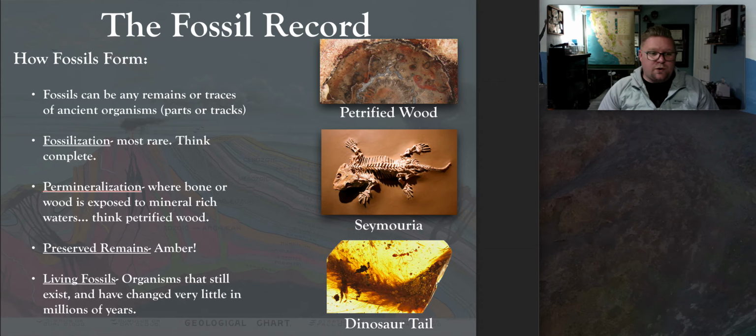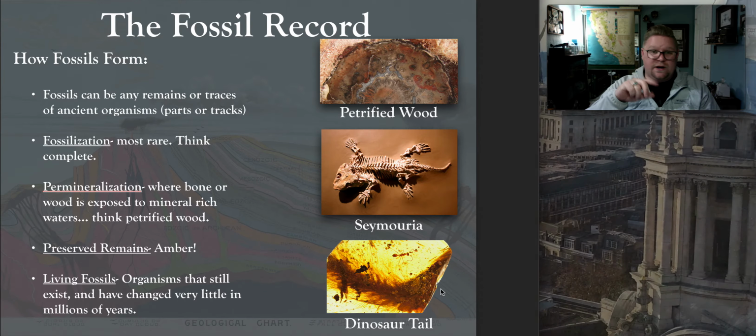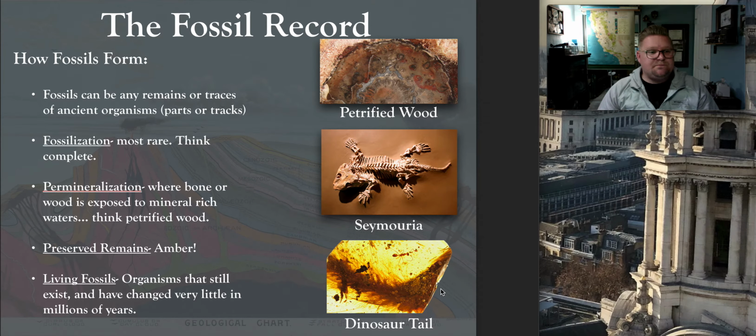Permineralization, where bone or wood is exposed to mineral-rich waters. So in this case, in permineralization, we have petrified wood. This is a photo of petrified wood, so we can see all of the different layers. All the layers within the wood itself would absorb, well, as the carbon would break down, it would be replaced by other minerals, and then it would actually just create a complete replica of what that once was.